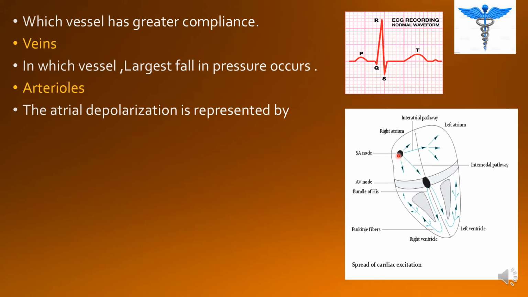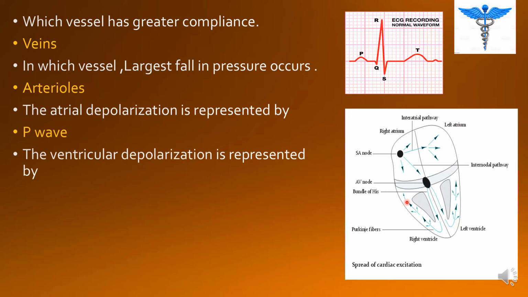Now what will happen: the SA node is stimulated and it depolarizes the atria, then the impulses are transmitted to the AV node, right? Then through the bundle of His, it depolarizes the ventricles. Here you can see this is the P wave, atrial depolarization is represented by the P wave. The next question is, ventricular depolarization is represented by which wave? As I told you, from the AV node, through the bundle of His, the ventricles are depolarized. In the electrocardiogram, the QRS complex shows the ventricular depolarization, right?